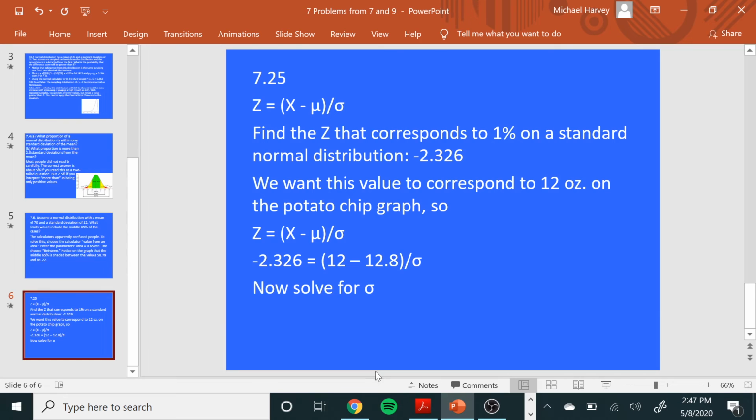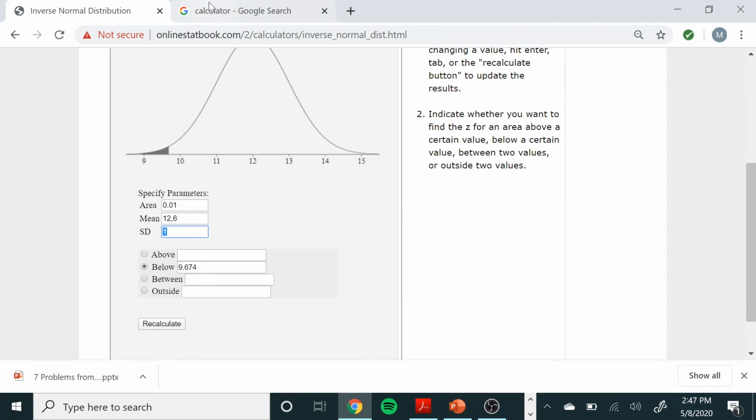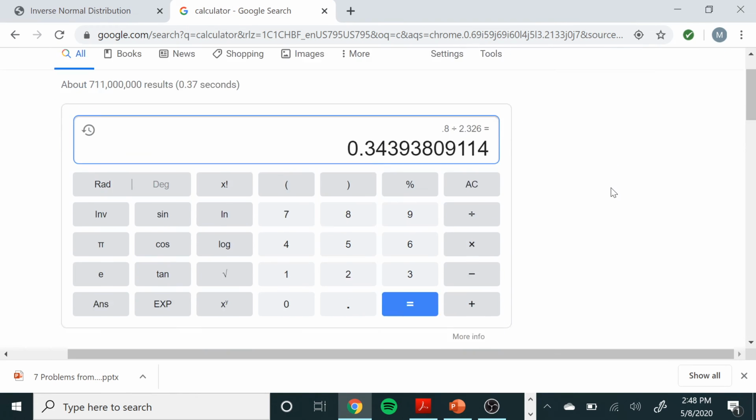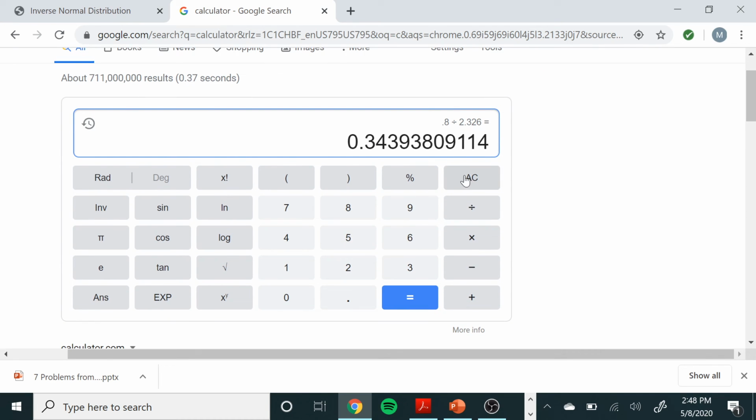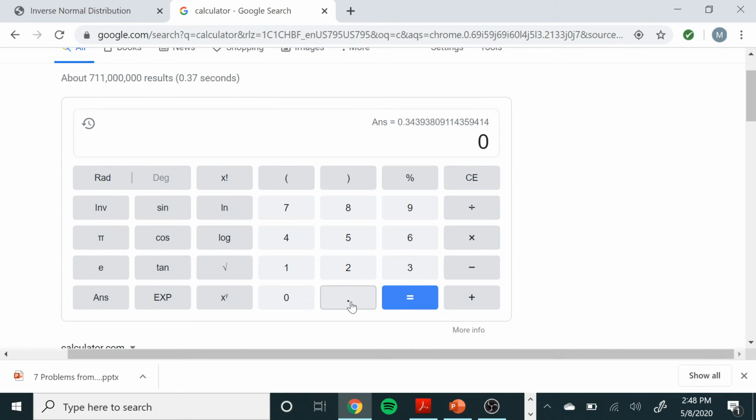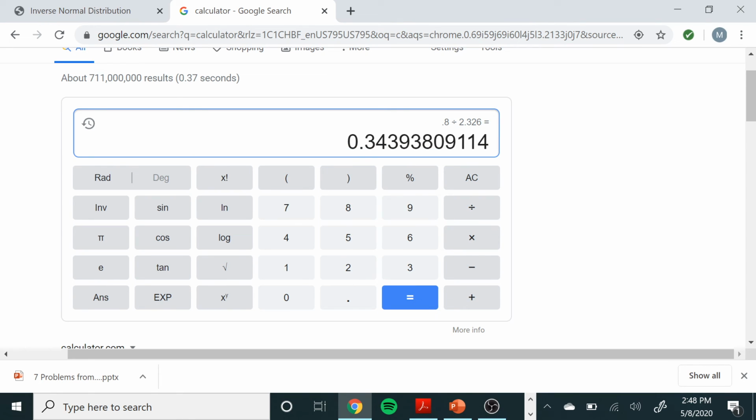If you do that in the calculator, let me just clear that out. 0.8 divided by 2.326. Those would both be negative, but you can, of course, lose that if you want. And there's the answer. That's the same answer that you have in the guide. So that's how we find the standard deviation of that one.